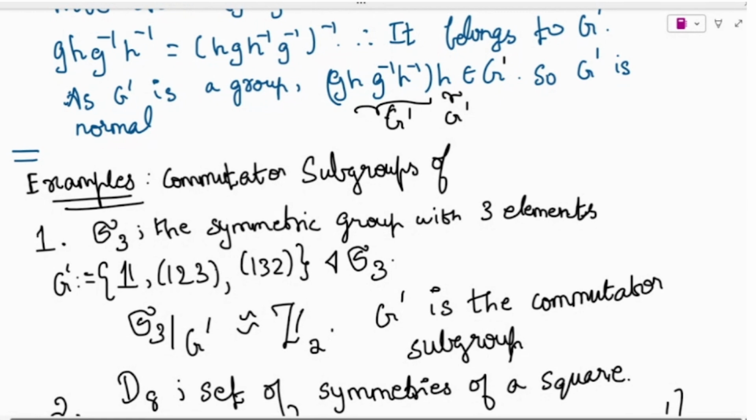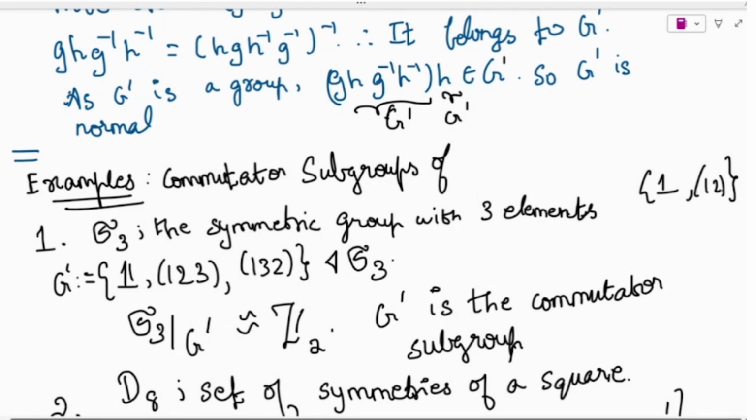I have taken this G dash: the subgroup consisting of 1, (1 2 3), and (1 3 2). This is normal in S3. Can anyone say, is there a normal subgroup of S3 with order 2? If you guess, we can just check. Suppose we take 1 and (1 2). This is a subgroup of order 2.